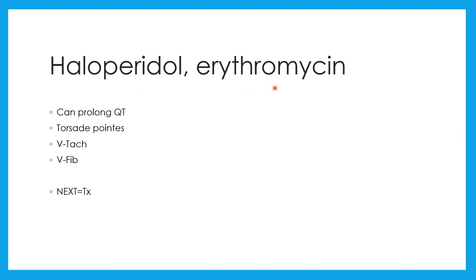Haloperidol or erythromycin can prolong the QT. Remember, I've said if we prolong QT, that would be torsades de pointes. Torsades de pointes would degenerate to ventricular tachycardia that could be monomorphic initially and then degenerate down to polymorphic ventricular tachycardia and from there go down the hill to ventricular fibrillation. If there's no defibrillation on time, then there'll be asystole. Without code blue being called and the advanced cardiac life support protocol being instituted, the patient will go from asystole to death and end up in the morgue. So, prolonged QT, torsades de pointes, ventricular tachycardia, ventricular fibrillation.